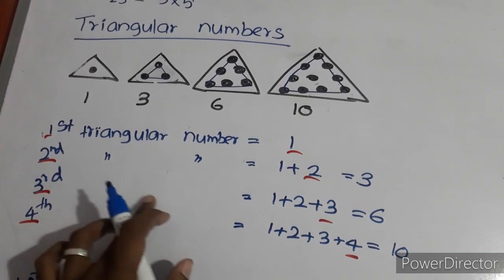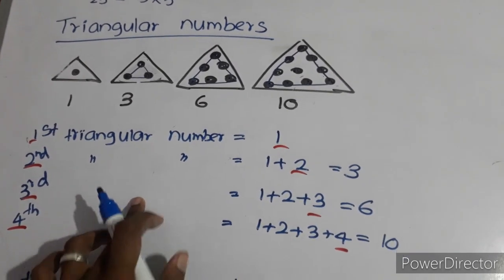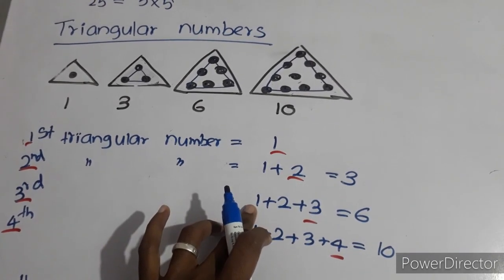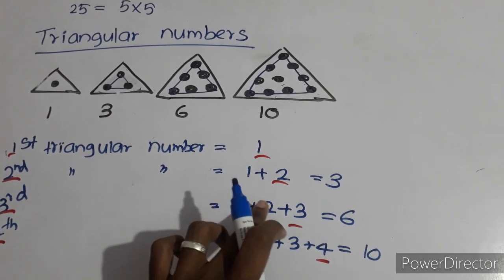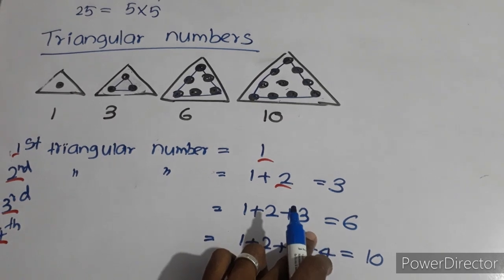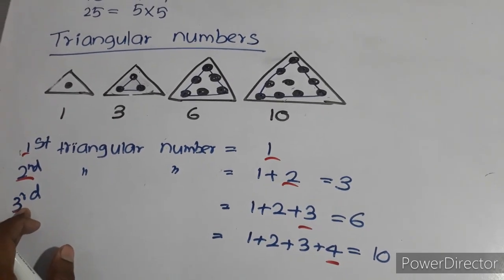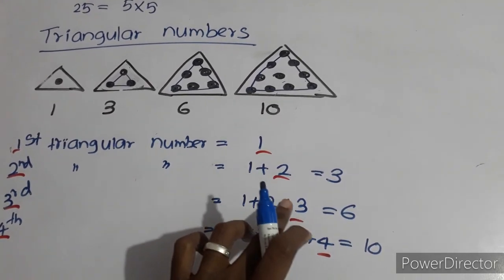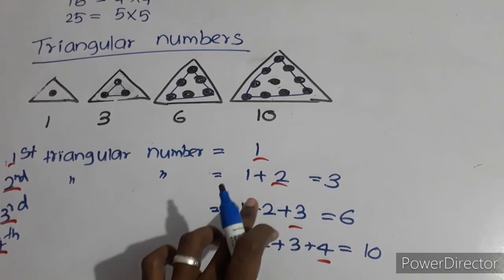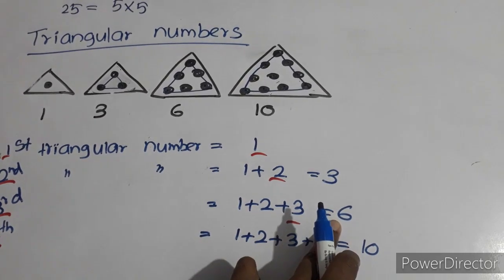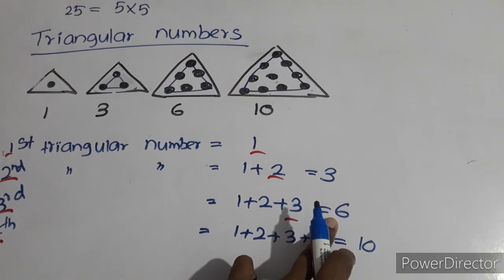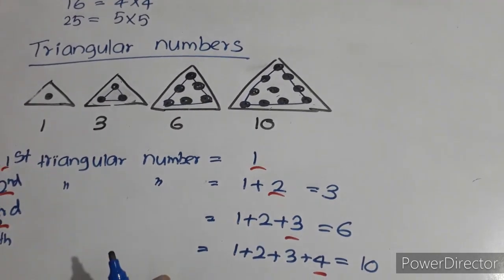For the third triangular number, we have to add starting from 1 up to 3. 1 plus 2 plus 3. 1 plus 2 is 3, and 3 plus 3 is 6. Then we get 6. The third triangular number is 6.